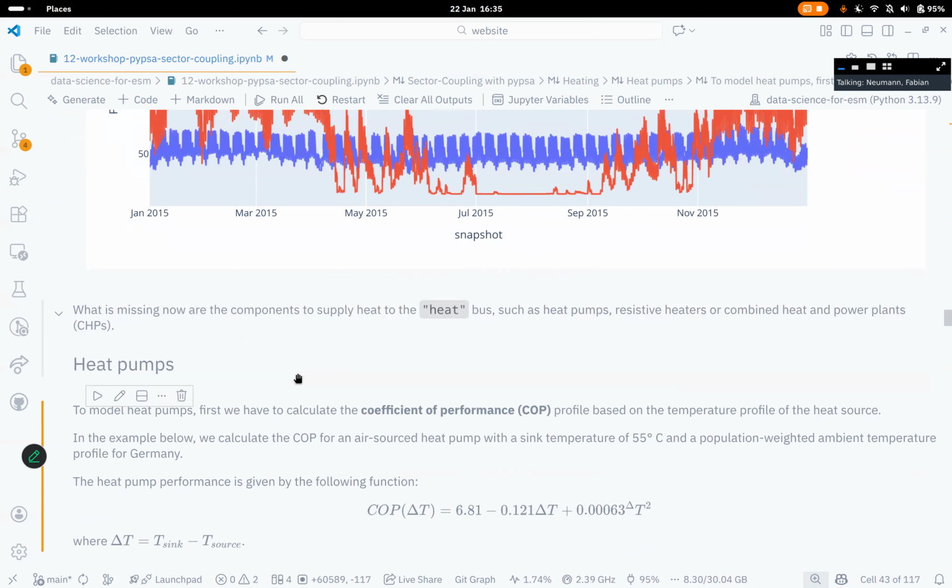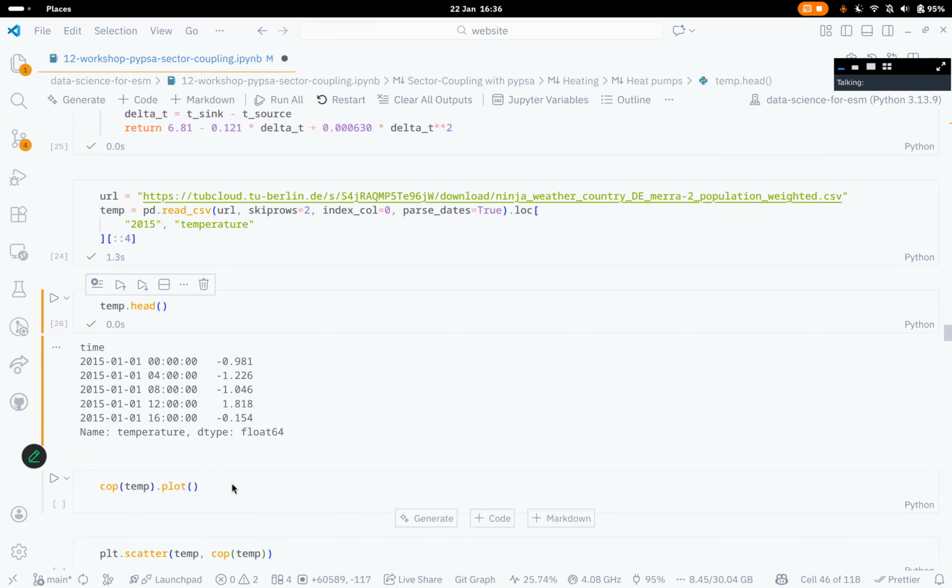And here I brought a time series for an air-sourced heat pump, or actually an ambient temperature time series. It'll look like this. So -1, -2 degrees on the 1st of January. And these we take as input for this function here. This Python function just implements the function that gives you, for the delta temperature, and our sink temperature is here just a fixed 55 degrees, the coefficient of performance.